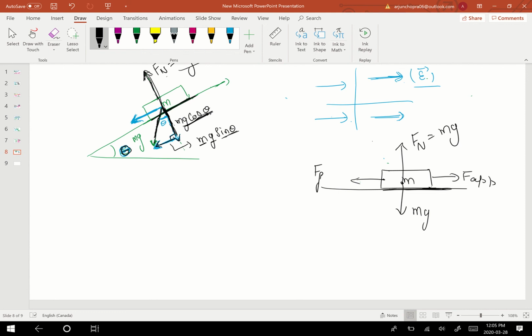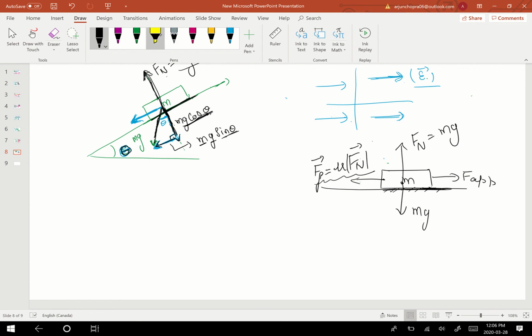And if I wanted to find this force of friction, the formula for the force of friction is mu times mg, or mu times the normal force. That will give me the magnitude of the force of friction. So mu is the coefficient of friction between these two surfaces, and that depends upon the surface roughness. So the same concept we will apply here.